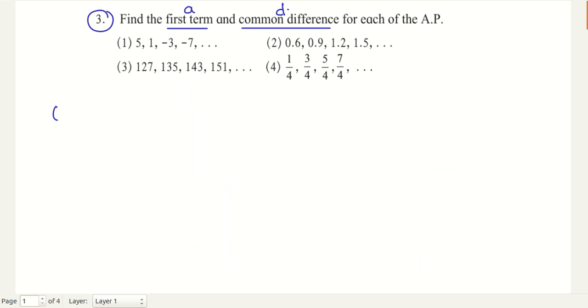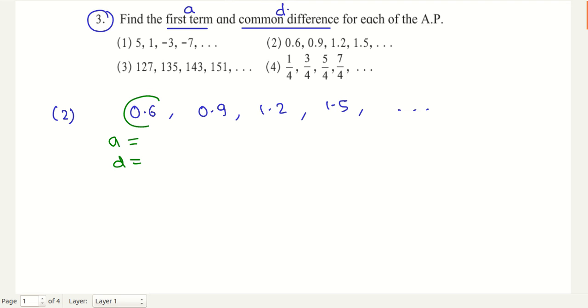So now similarly taking the second problem. What is that? The series given is 0.6, 0.9, 1.2, 1.5 and so on. Over here again you have to find the value of A and D. So let us see.